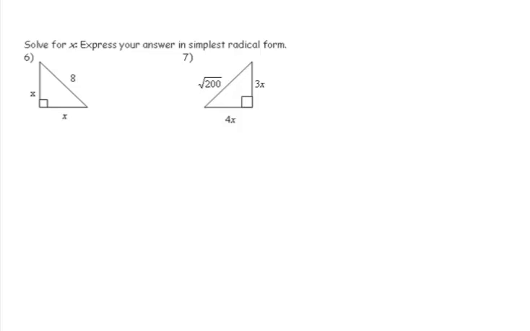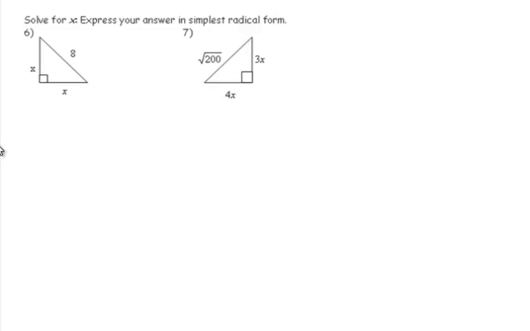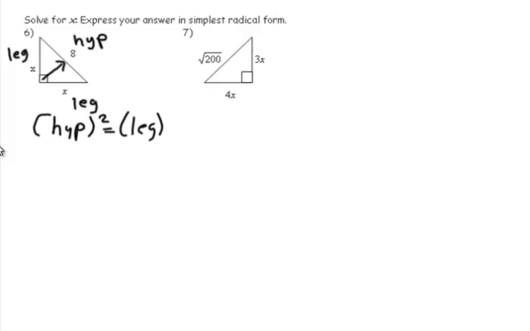Couple more that give you a little bit more of the complexity that we have here. If we look at number 6, we have a picture drawn. Start at our right angle. Identify your hypotenuse. Identify your two legs. So I'm just going to write it again this time. The hypotenuse squared equals the sum of the squares of the legs. Hopefully that's getting into your understanding.